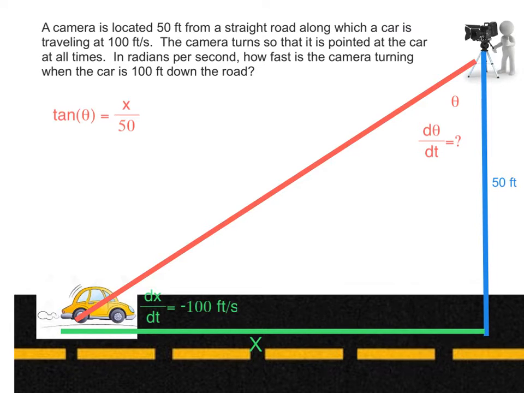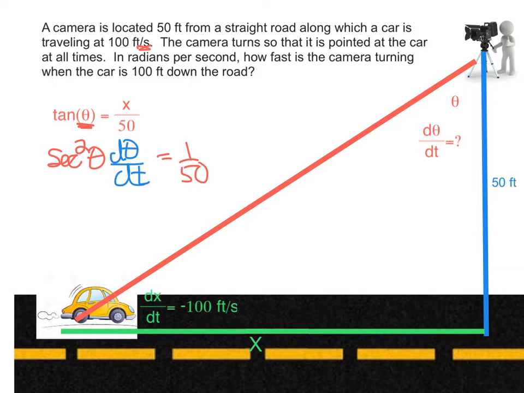So our next step is actually to take the derivative. All right, so we're taking the derivative. The derivative of tangent is secant squared of theta. Now remember, we're taking the derivative with respect to time, because it's 100 feet per second. Those are time units. That's what these are all going to be. So you have to remember to use the chain rule, and this is the most common thing that people forget, is now you need to multiply by d theta dt. And then equals the derivative of the other side here, that's 1 over 50 times dx dt.